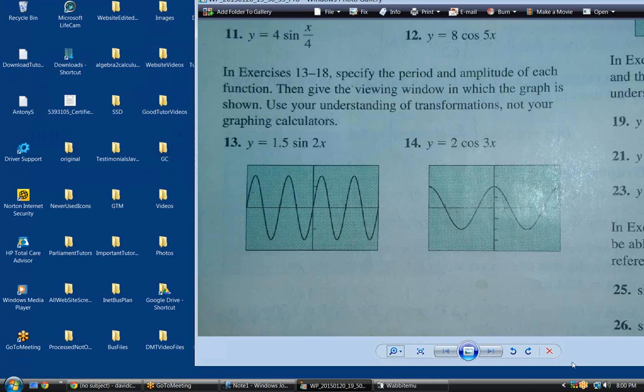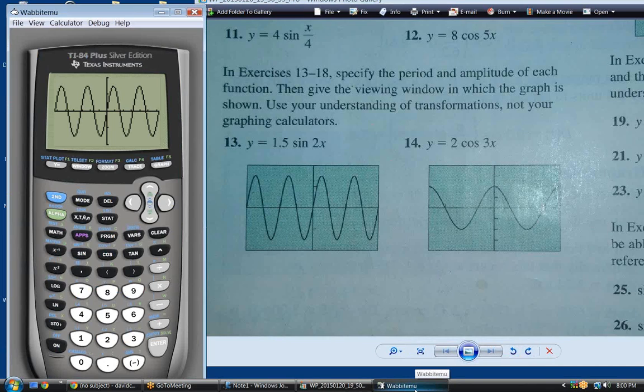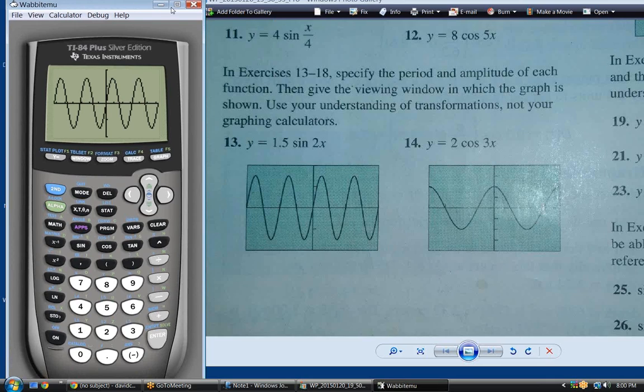Yeah, this is a pretty cool calculator. I found this online for free. Yeah, I know. These cost like $200 in the store.